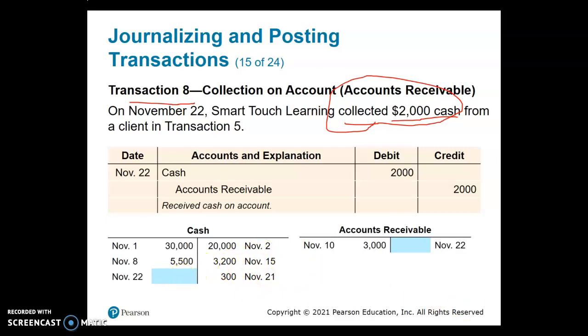Now we're going to post. So posting cash, November 22nd. See, we've got our date references here in our T account. That way, if the accountant, you, or whoever in your company wanted to go back and trace these transactions, they'll know what date those numbers were coming from, okay? We've got cash going up, $2,000 debit. Accounts receivable going down, $2,000. So that is transaction number 8.